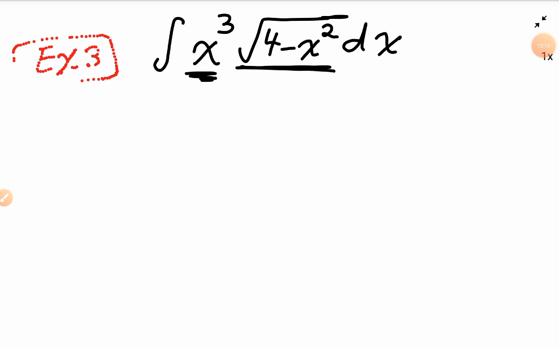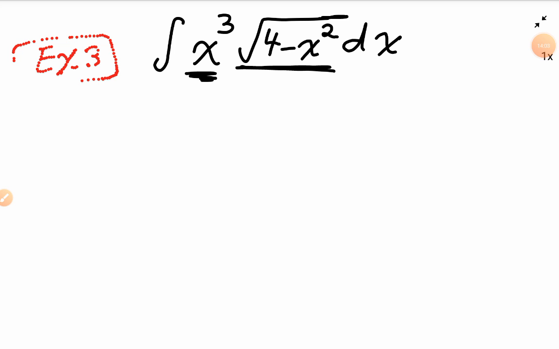So in this case, take care, this question is tricky. When both of them are algebraic expressions, we will let dv be the most complicated portion of the integrand that can be easily integrated. So what is the part here that will be more easily integrated? I think here radical 4 minus x squared will be the easiest for integration. So here dv will be radical 4 minus x squared.